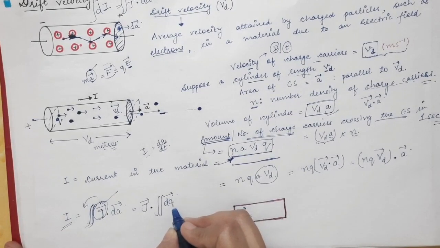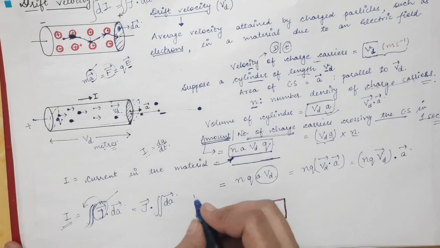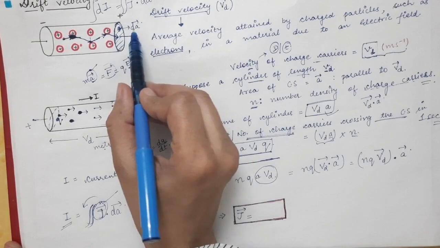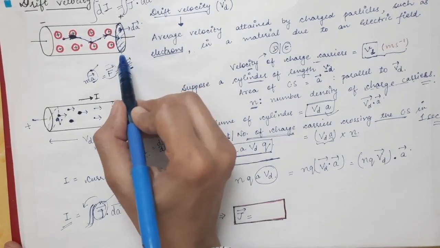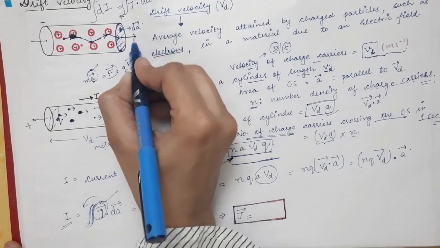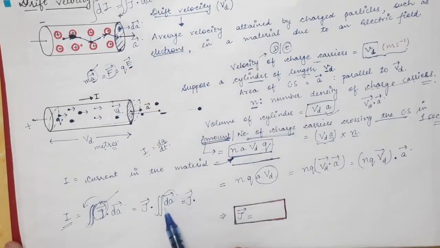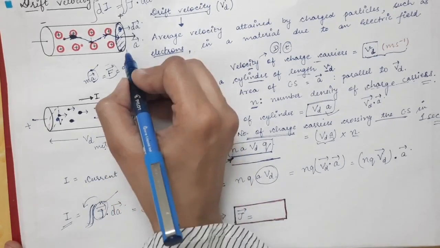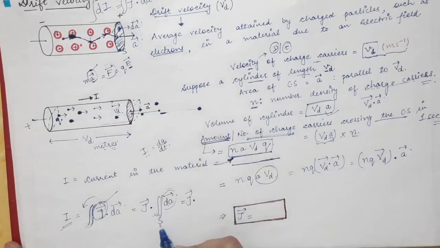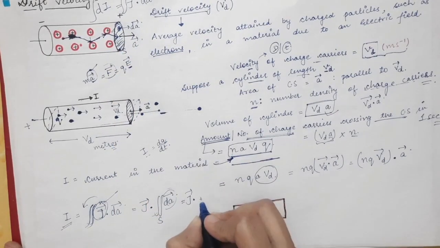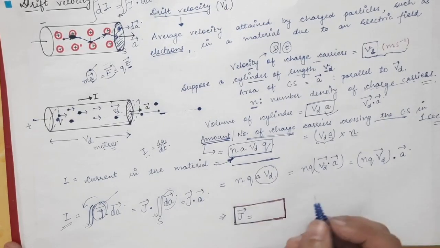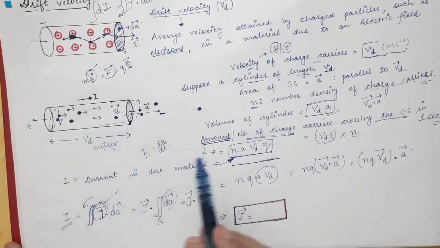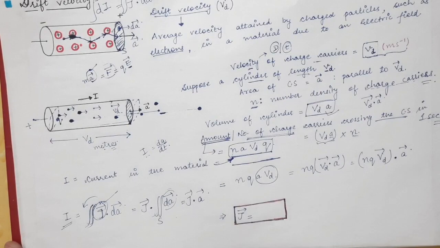Now the surface integration of this dA vector will be nothing but A vector. This is the small area element, and I am doing its integration over the surface S, this whole surface. It will just give me the total area vector, that is A vector. So current through this conducting material is given by J vector dot product with A vector.